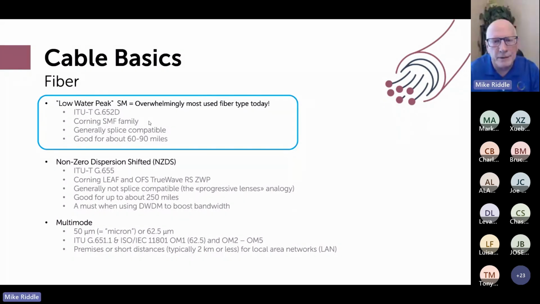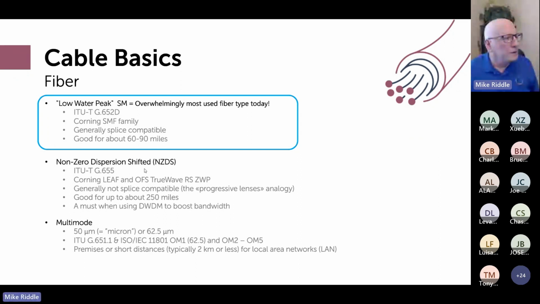An important thing about this particular type of fiber is that fiber from different world-class manufacturers is generally splice compatible. So you can take Corning's SMF28 Ultra, which is their latest version of their SMF family of low water peak single mode fiber, and splice it to OFS AllWave fiber, and they will work fine. As a general rule, you can go about 60 to 90 miles before you need to regenerate a signal with this type of fiber.